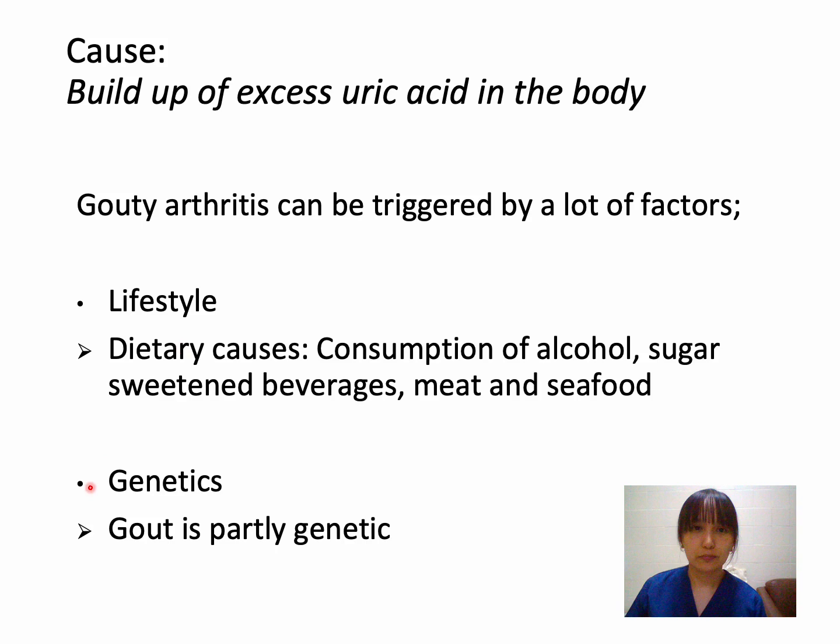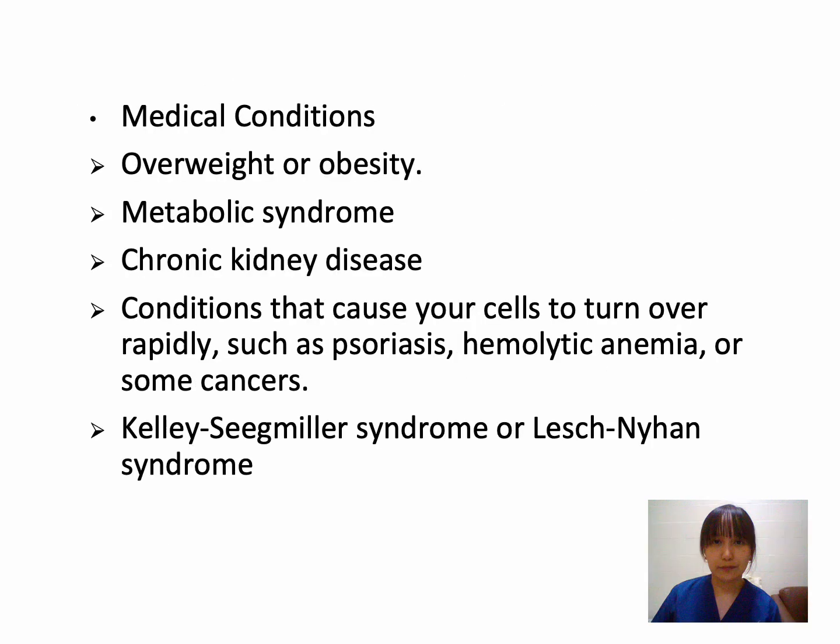Family history can play a role in predisposing individuals to gout. As gout is partly genetic, you are more likely to experience gout if you have a biological parent or grandparent who has gout. There are certain medical conditions that can increase the risk of gout. This includes overweight or obesity, and metabolic syndrome, which is a group of conditions that include high blood pressure, high blood sugar or diabetes, abnormal cholesterol levels, and excess body fat around the waist. Also, chronic kidney disease, a condition where the kidneys are damaged and cannot filter blood the way they should and may be unable to excrete uric acid.